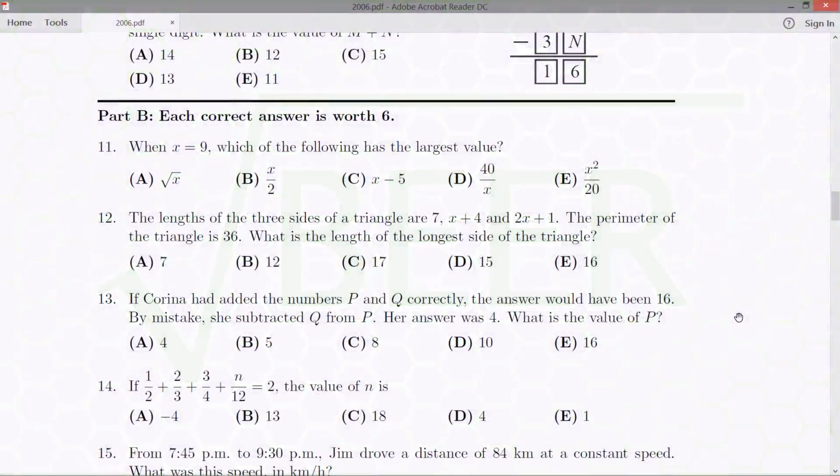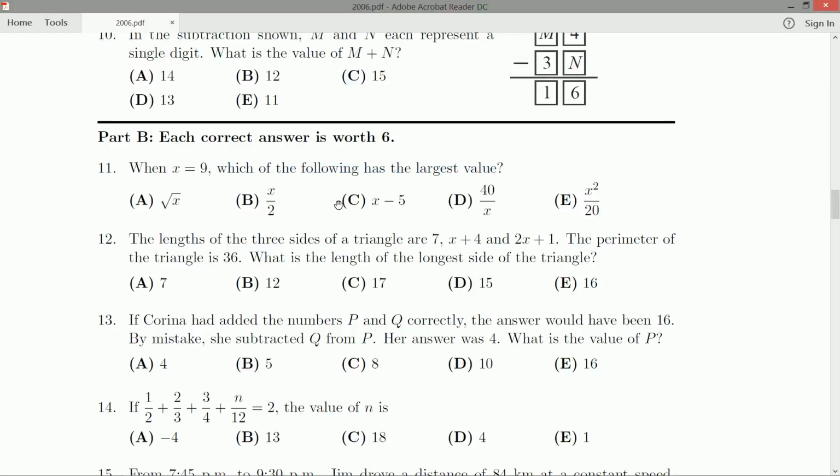Root Beer here, looking at question number 11 on the 2006 grade 9 Pascal paper. When x is equal to 9, which of the following has the largest value? Root x, x over 2, x minus 5, 40 over x, or x squared over 20?